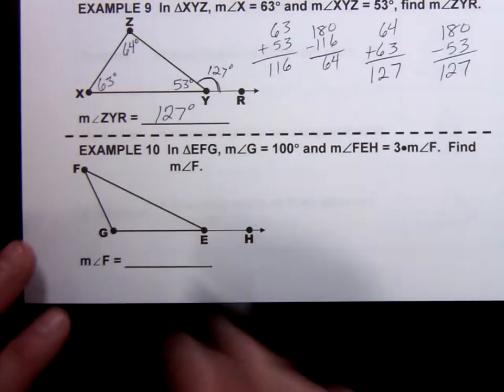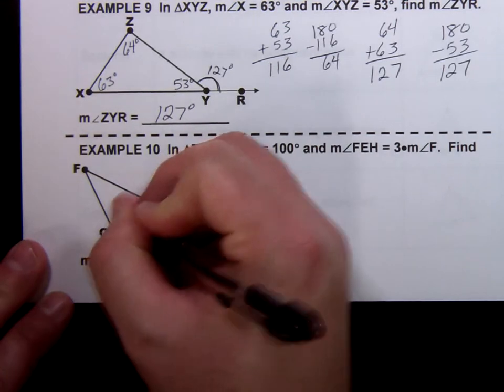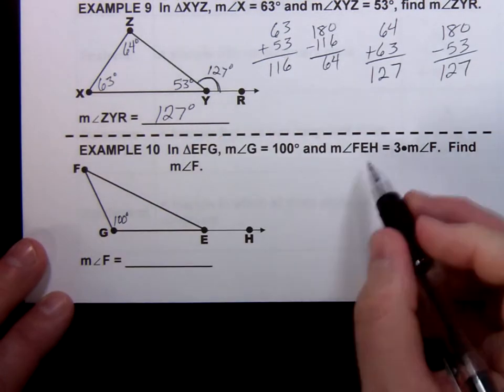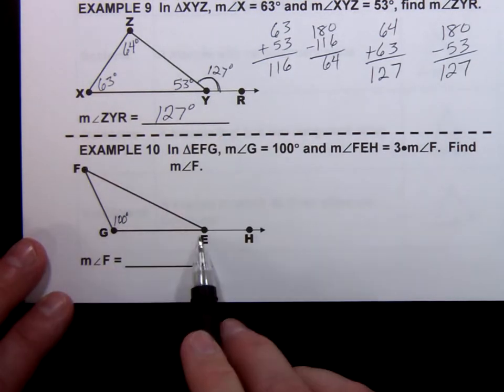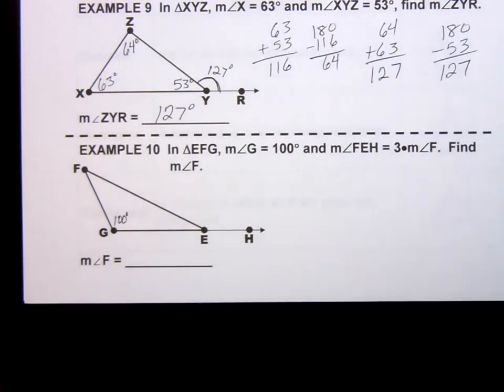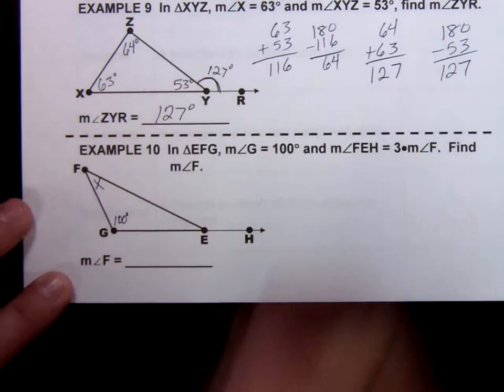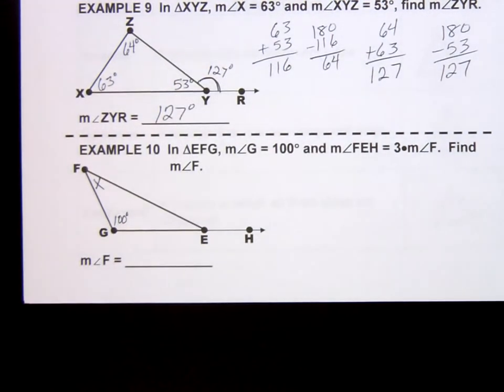In triangle EFG, the measure of angle G is 100 degrees. And the measure of angle FEH is 3 times the measure of angle F. We want to find the measure of angle F. Since we don't know what the measure of angle F is right now, but we apparently want to find it, I'm going to put an X there. That's the variable that represents what we're wanting to solve.